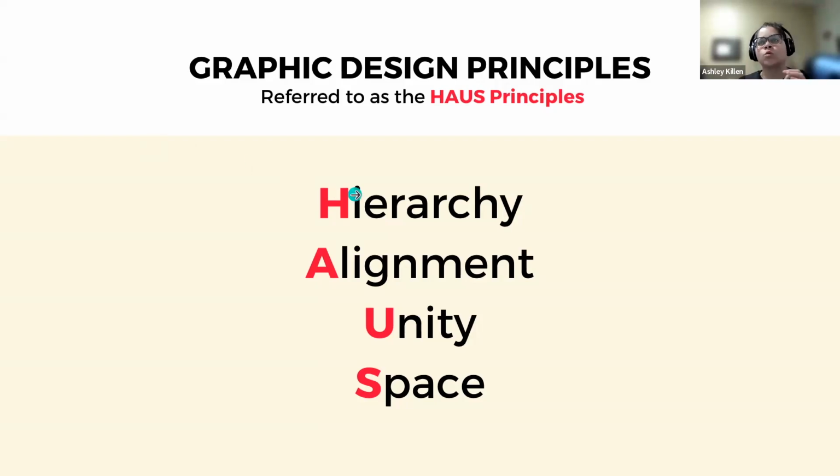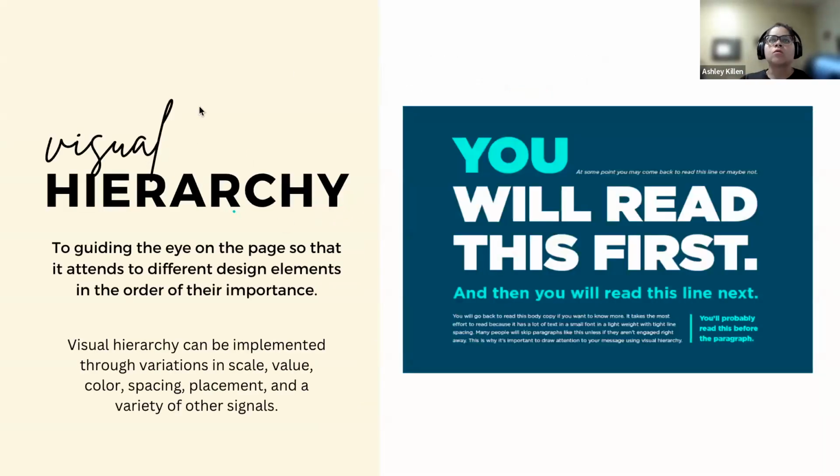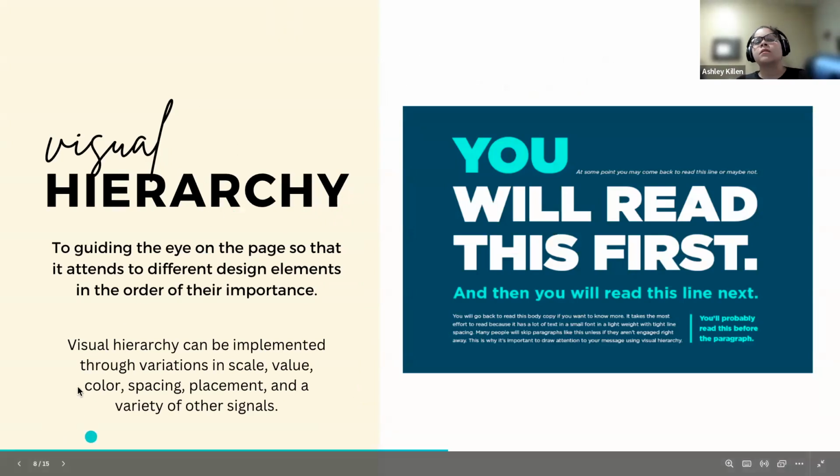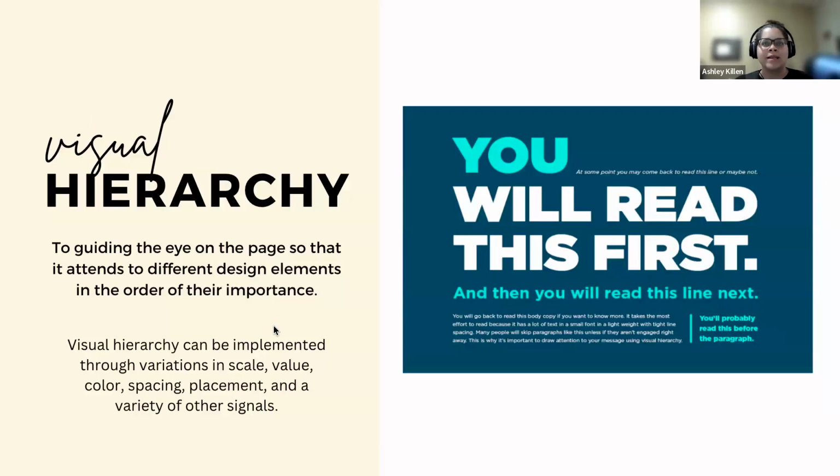Let's get into each one of these. Hierarchy, also known as visual hierarchy. This is basically the way you place elements on the page to show their importance. It guides the eye on the page. Where you're placing the title, where you're placing the logo, and any other physical characteristics you're applying to them will determine their importance. So you are organizing in order of importance.